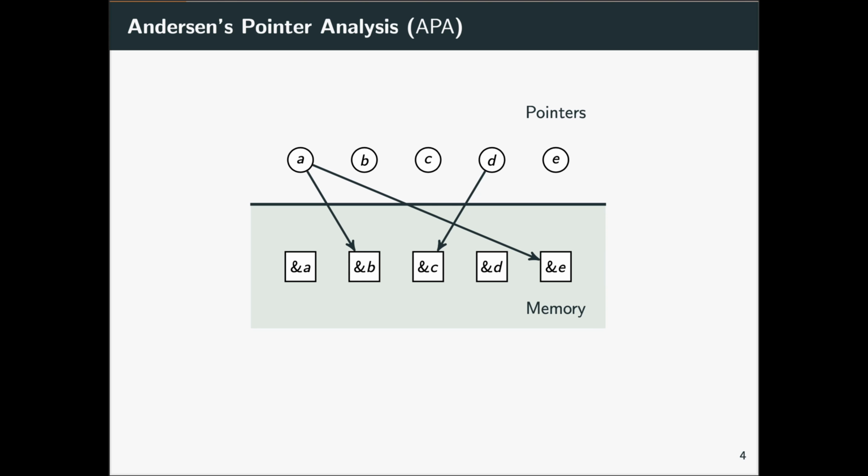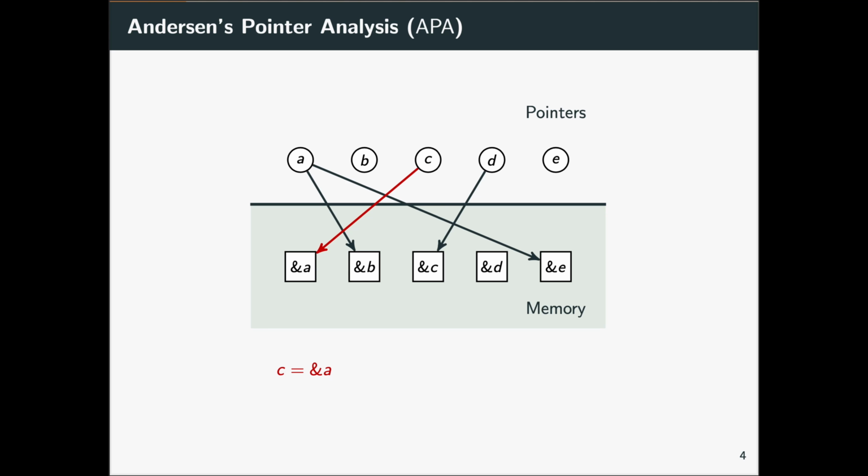At any point, the analysis offers a static view of may-point-to information. For example, here we have that during the execution of the program, pointer A may point to variables B and E, while pointer D may point to C. The analysis proceeds by examining what pointer-altering statements the program contains. For example, the statement C equals address of A tells us that C may point to variable A during the execution, which is modeled by drawing this extra edge from pointer C to the memory address of A.